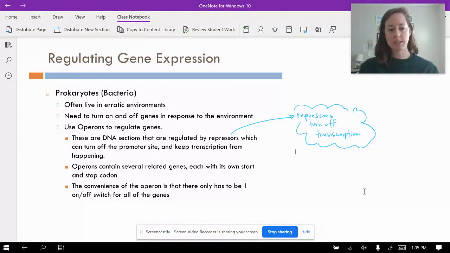Okay, operons contain several related genes, which each have their own start and stop codon. So they're all going to be responsible for the breakdown or take up of a specific thing. They're all working together and they're all necessary to make the organism switch gears. And then what's nice is that the operon has only one on and off switch. So even though there are many different genes in the operon, there's only one switch to turn them all on or to turn them all off. So it's either all of them are functioning and being expressed or none of them.